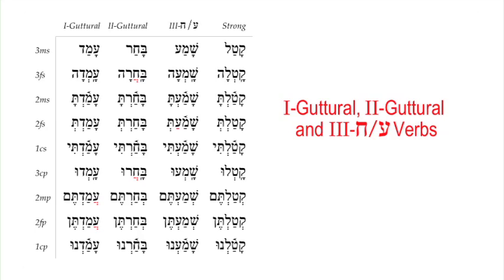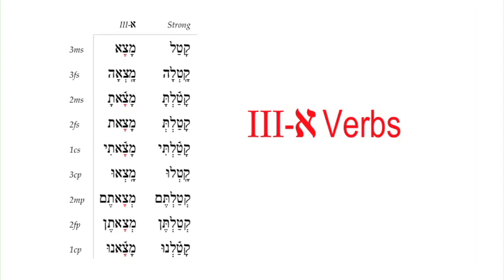What you'll see is that in a few places, the vocal schwa that you would normally expect in the paradigm forms has shifted to hatef pathach. This change should not cause you any difficulty in properly parsing or identifying the verbs, and therefore there's no need to memorize these paradigms. Let's look at another category of weak verb together, the third aleph verbs.